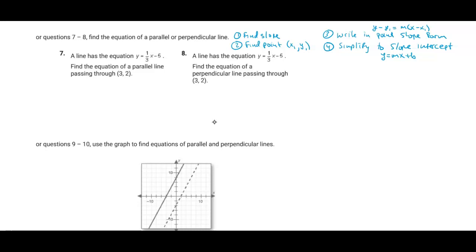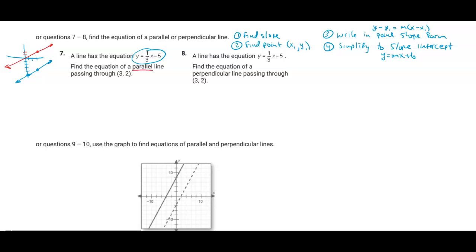Okay, so the first one, a line has an equation y equals 1/3 x minus 5. So if we were to graph this, you'd have 0, -5, you would go up 1, right 3, and what they want is you to write an equation of a line that's parallel to this line and passes through 3, 2. So if I graph 3, 2, we want to find the equation of a line that's parallel to the blue line and passes through that point.